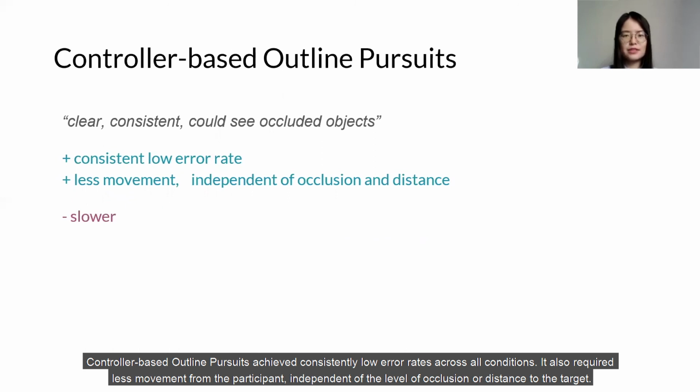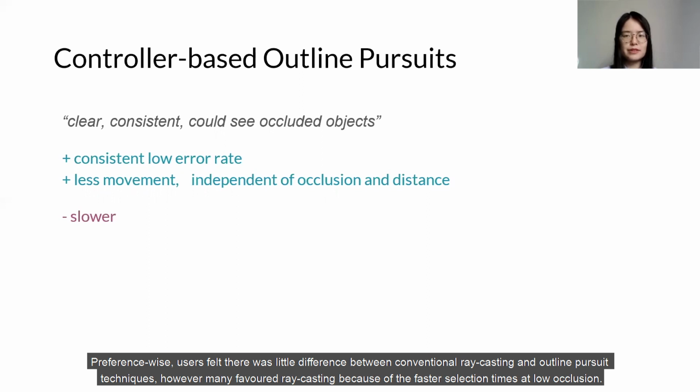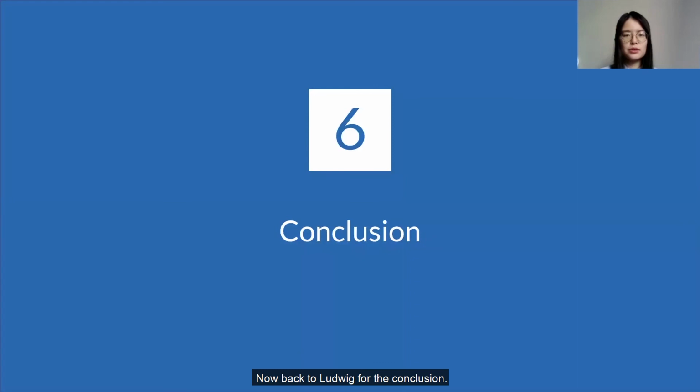Controller-based OutlinePursuits achieved consistently low error rates across all conditions. It also required less movement from the participant, independent of the level of occlusion or distance to the target. Preference-wise, users felt there was little difference between conventional recasting and OutlinePursuits techniques. However, many favored recasting because of the faster selection time at low occlusion. Now back to Ludwig for the conclusion.